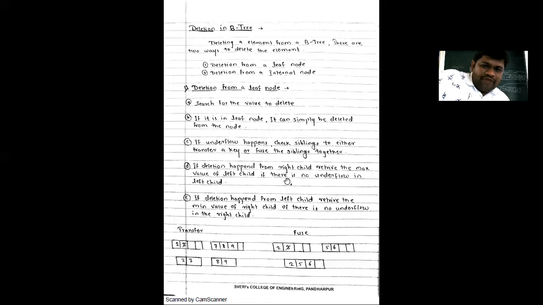Now, if the deletion happened from the right child, retrieve the max value of the left child, if there is no underflow in the left child. If the deletion happened from the left child, retrieve the min value of the right child, if there is no underflow in the right. जर underflow, जर आपल्याला extra keys असतील तर त्यांना आपण borrow करू शकतो. Right side ची borrow करत असेल तर कुठली व्हॅल्यू करणार? मिनिमम का मॅक्झिमम borrow करताना?